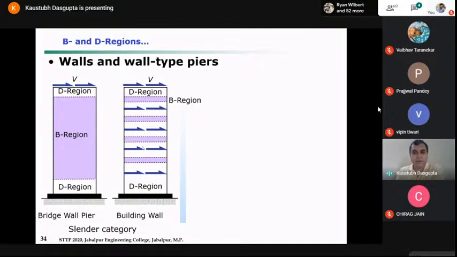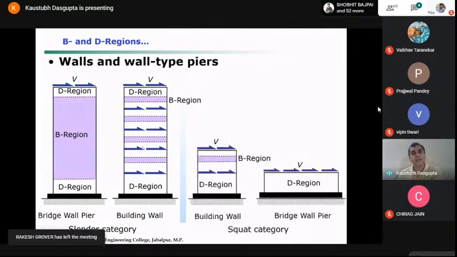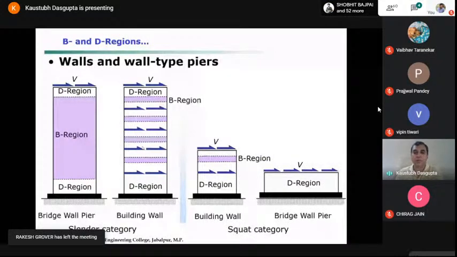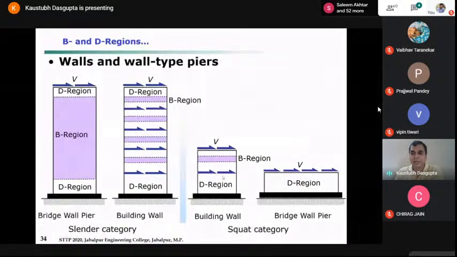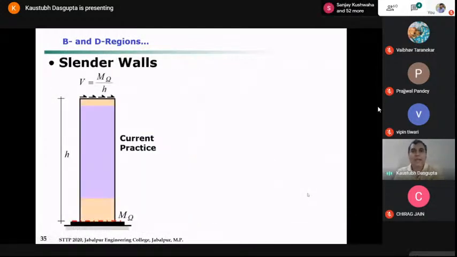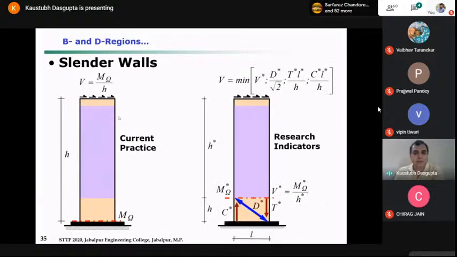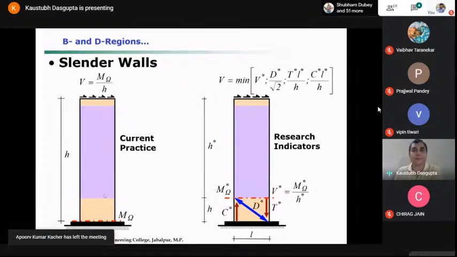So these are for slender walls or wall type piers, and then you can have the squat configuration also. There also you will have D and B regions, but if you look at this type of bridge pier, the entire region becomes a D region because the height is very short. So why are these regions important? Generally our slender wall is a cantilever member, and the maximum bending moment is at the bottom. But if you consider this as a D region, your maximum bending moment, which should be considered from the flexural behavior, will be here, at the end of this B region.